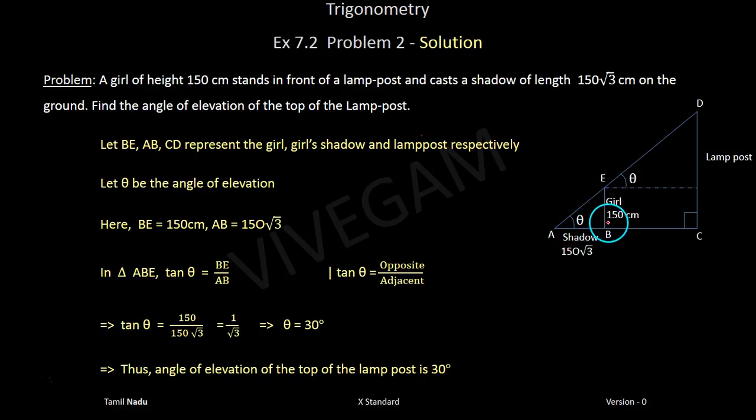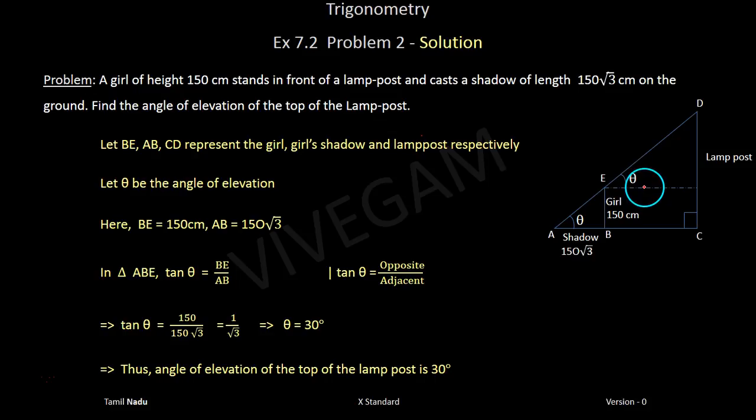Now the girl's height is given and the shadow length is given, and they are asking us to find the angle of elevation. This is theta. Angle of elevation is always when you look up. So you draw a horizontal line through your eye level, and then draw another line, your line of vision, connecting your eye to the top of the lamp post. The angle between these two is the angle of elevation. So this is what we are asked to calculate.